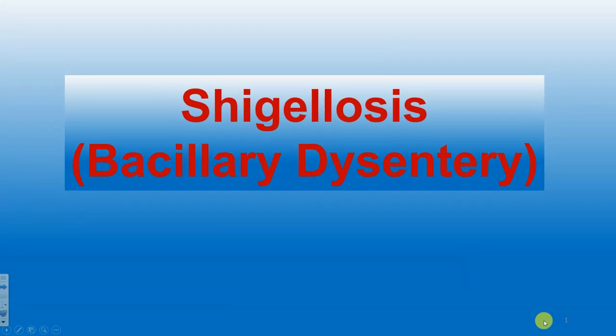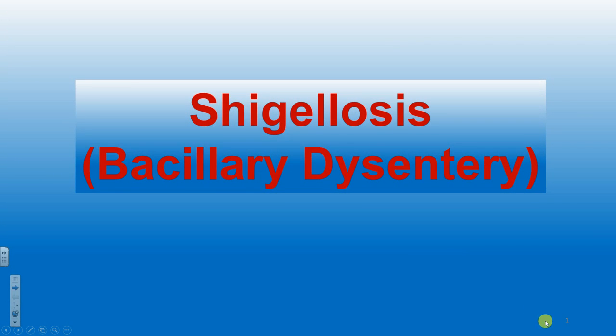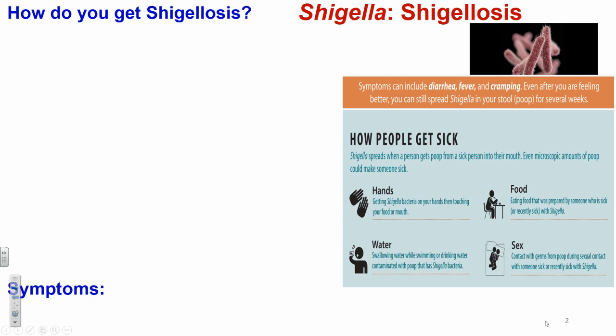In this presentation, we will discuss shigellosis, which is also known as bacillary dysentery. So how do you get shigellosis? The most common way is by consuming contaminated food and water.